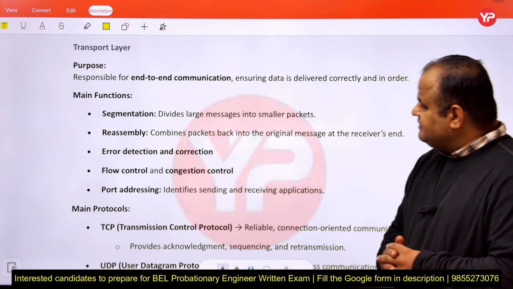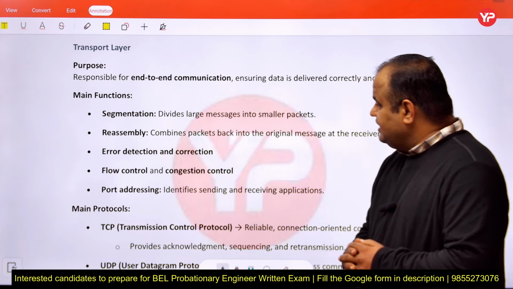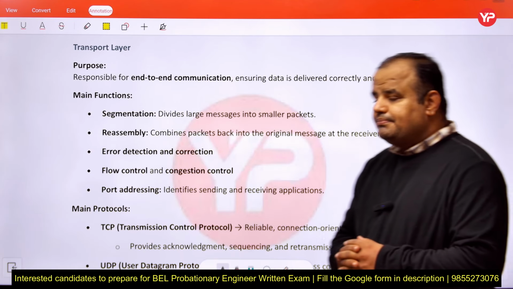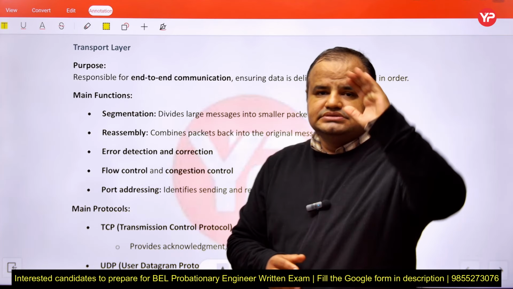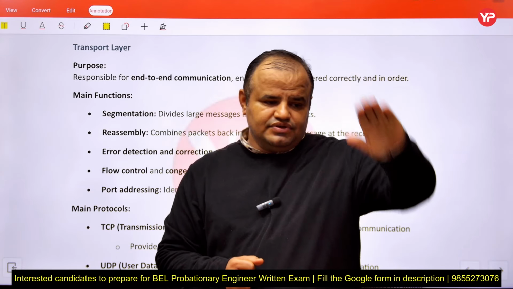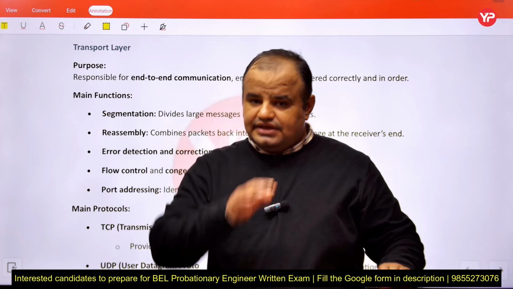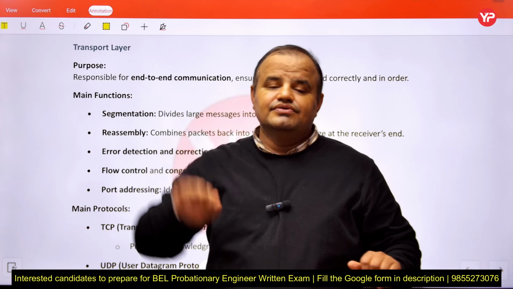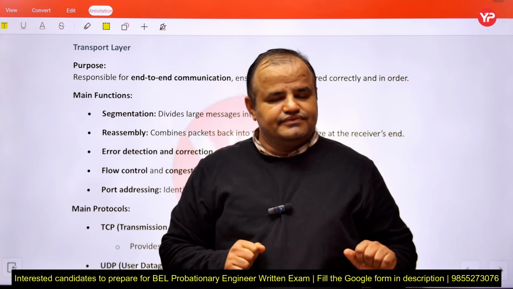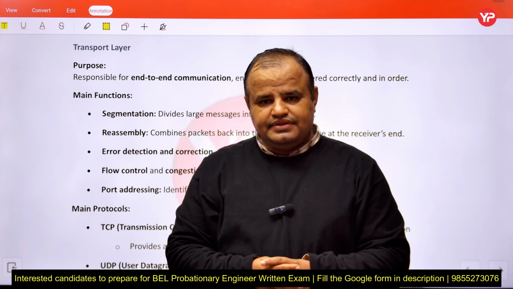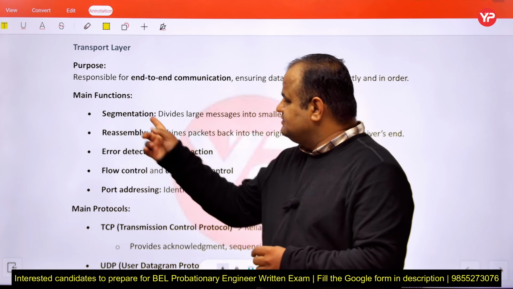So segmentation divides a large message into smaller packets. At the sender side we follow 4 or, with reference to the 5-layer model, 5 layers. At the receiving side again we follow 5 layers. It is not the case that the transport layer directly sends data to the receiver's transport layer without using the layers below. No, it is not the case.